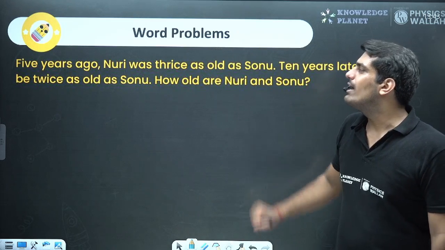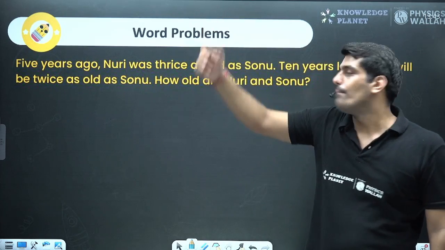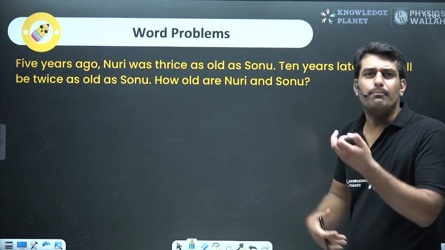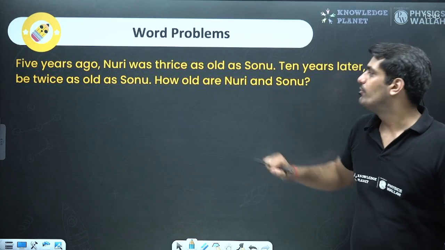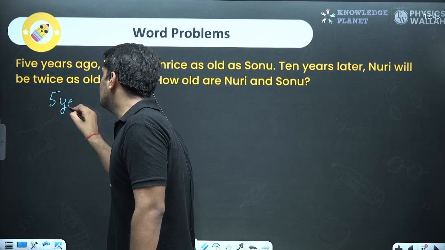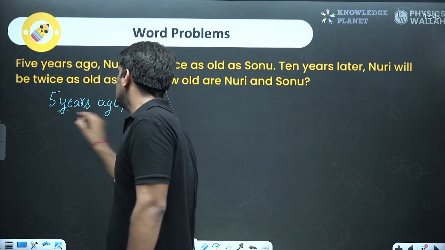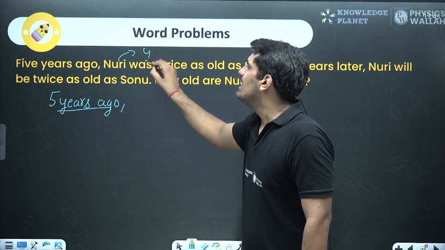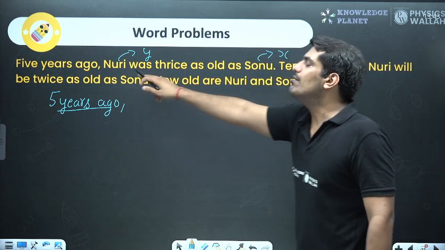The problem over here says 5 years ago, Nuri was thrice as old as Sonu. Two friends or something, I don't know the relation. Fine. So let's talk about 5 years ago. What was the case? If I say Nuri, we can assume it to be y and Sonu to be x. One being y, another being x.